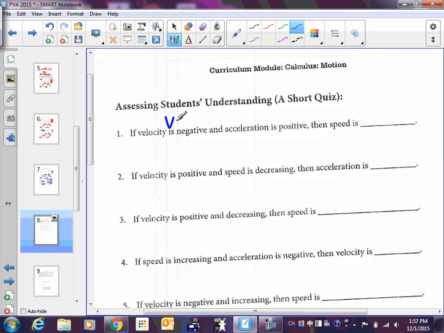All right, if velocity is negative and acceleration is positive, then speed is decreasing. Why? Opposite signs. If we had to write a because, it would be because velocity and acceleration have opposite signs. Here we have velocity is positive, but then they switch it around. They say speed is decreasing, which means that we have opposite signs. So then acceleration must be negative.